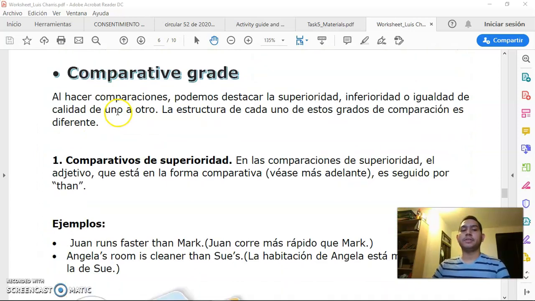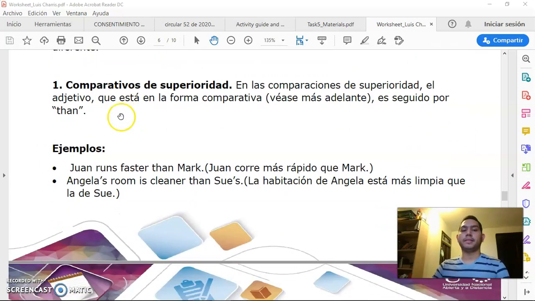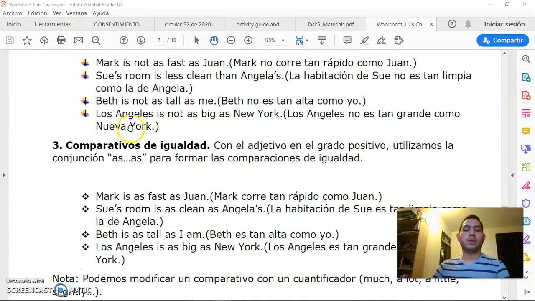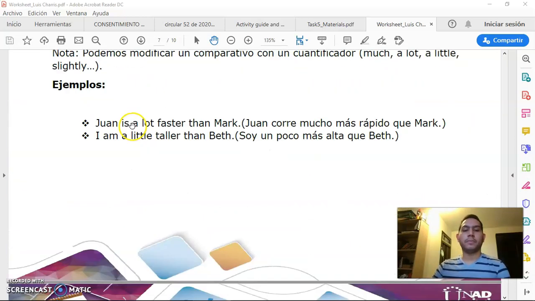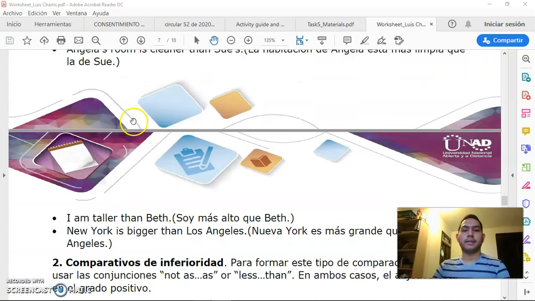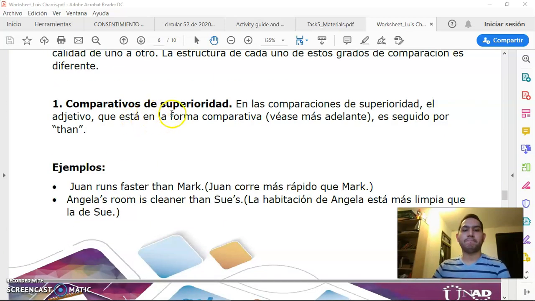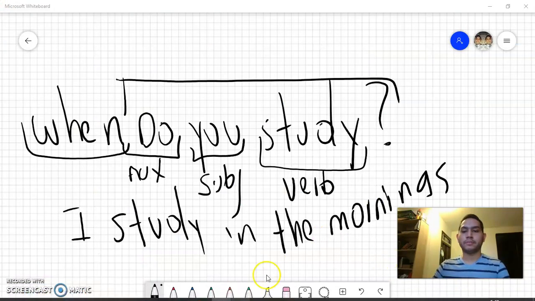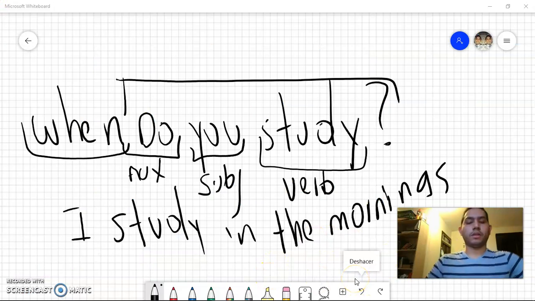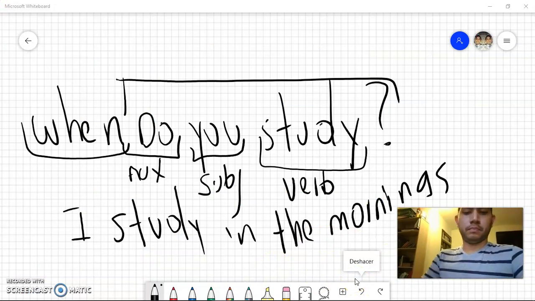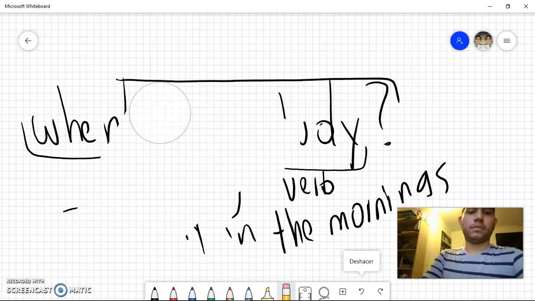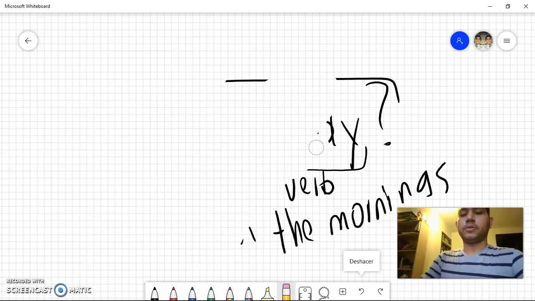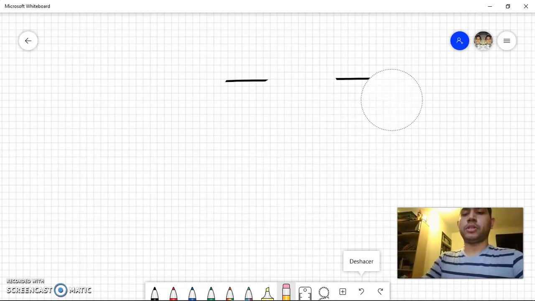After that, the teacher is going to give a little explanation about the comparative grade, and we're going to focus on superlative and comparative adjectives. For example, I'm going to use, again, the board, and I'm going to explain to you how to understand this topic.